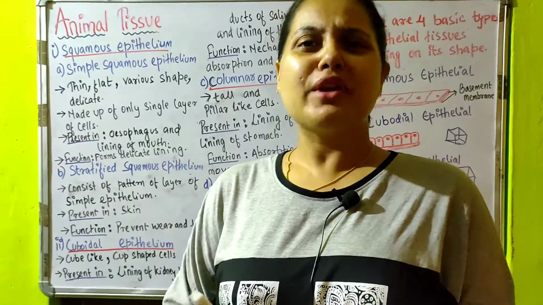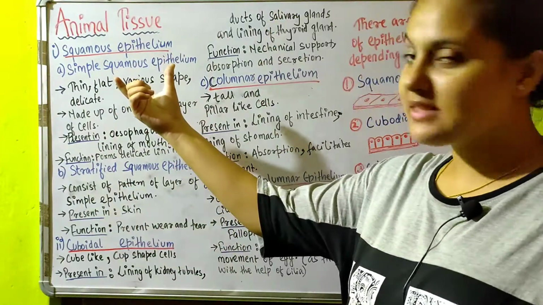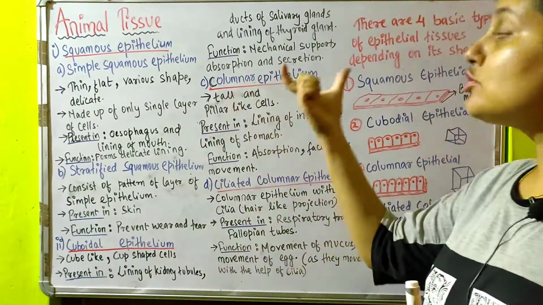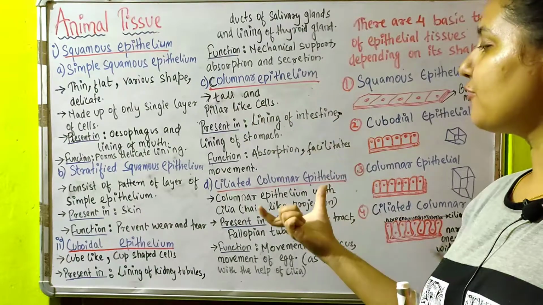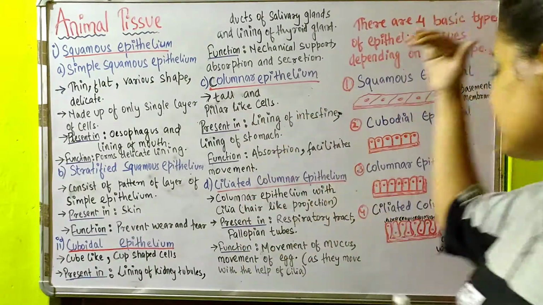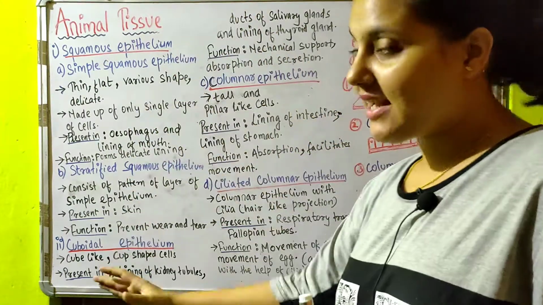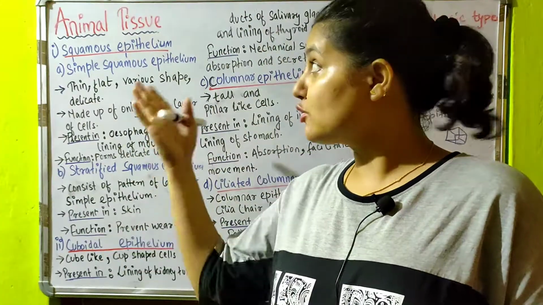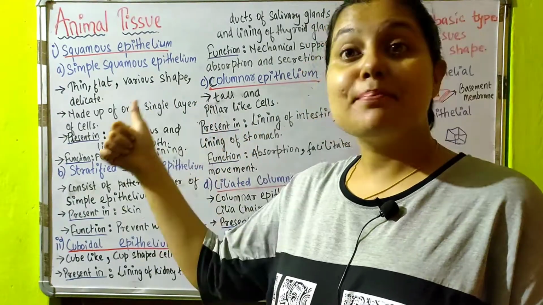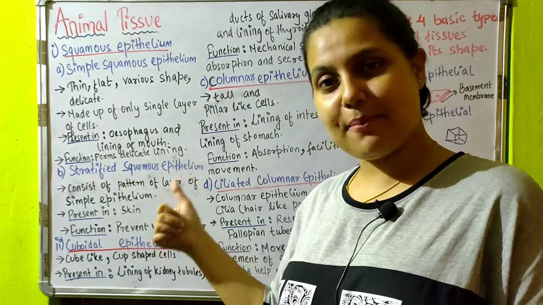So now, the 4 types of epithelial tissues are squamous epithelium, second is cuboidal epithelium, third is columnar epithelium, and fourth is ciliated columnar epithelium. You see this picture and then you relate it with what has been written. Again, the squamous epithelium are of 2 types, that is simple squamous epithelium and stratified squamous epithelium.